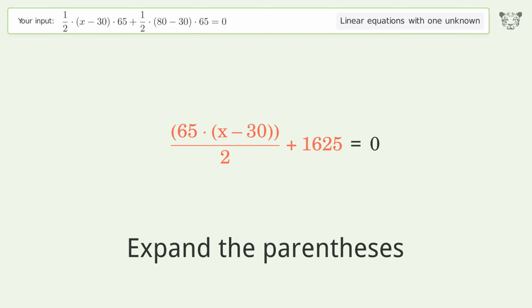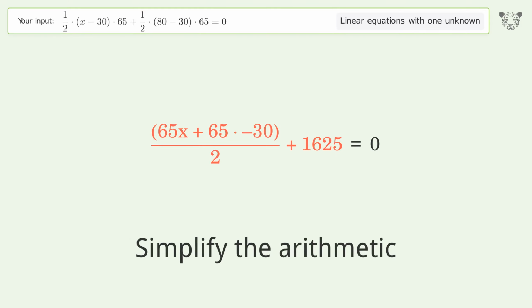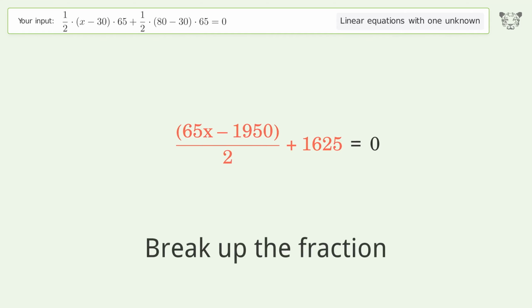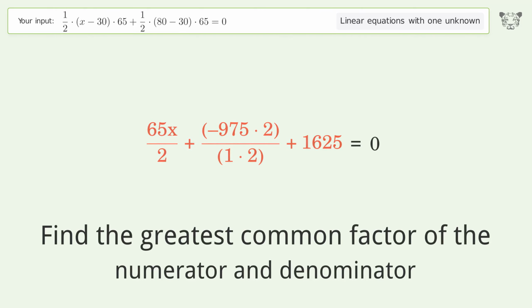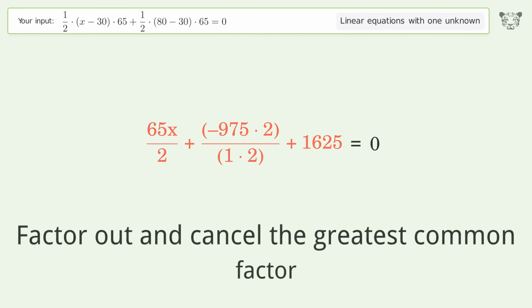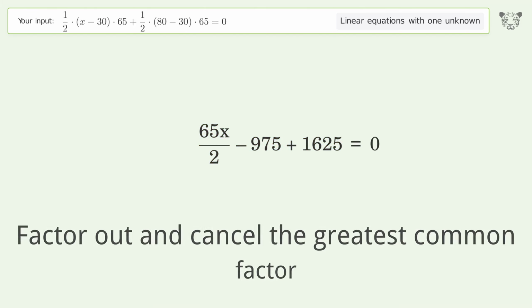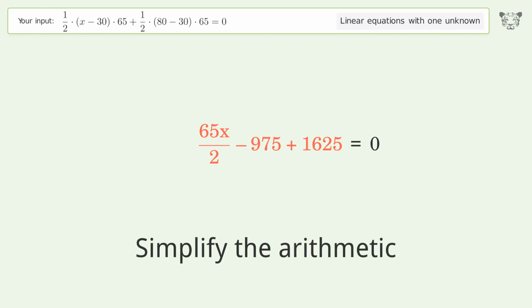Expand the parentheses. Simplify the arithmetic. Break up the fraction. Find the greatest common factor of the numerator and denominator. Factor out and cancel the greatest common factor. Simplify the arithmetic.